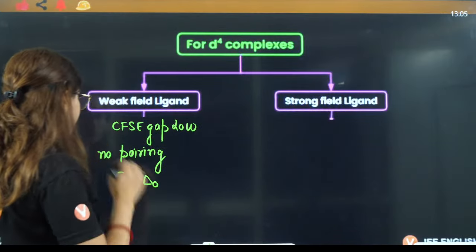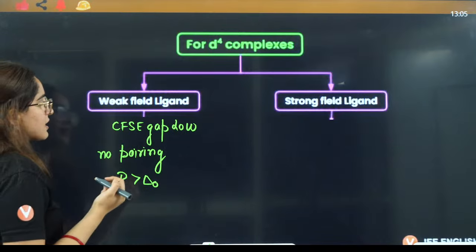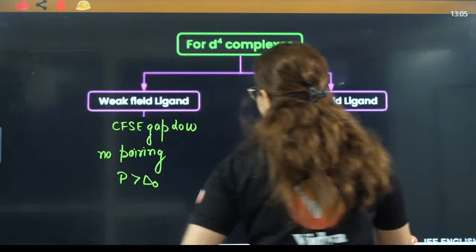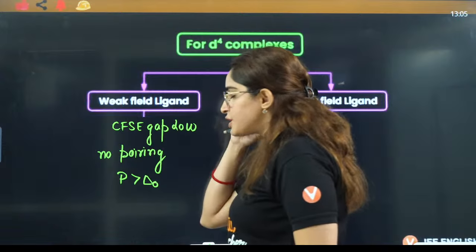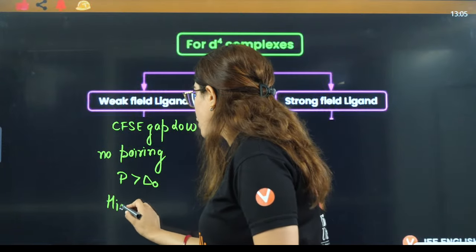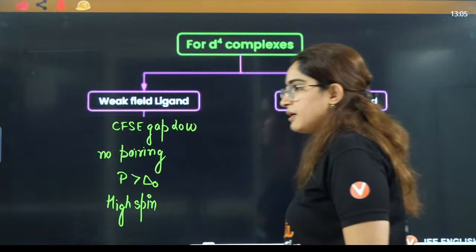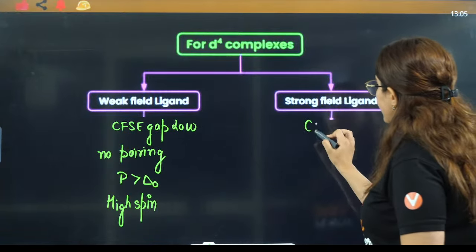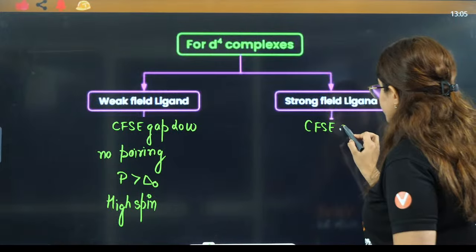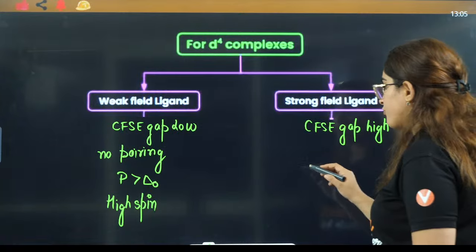Okay, then this is done by weak field ligand here, right? In this case, you say CFSE gap is low. Because there is no pairing here, they will make high spin complexes. In the other case, the gap will be very high by strong field ligand.